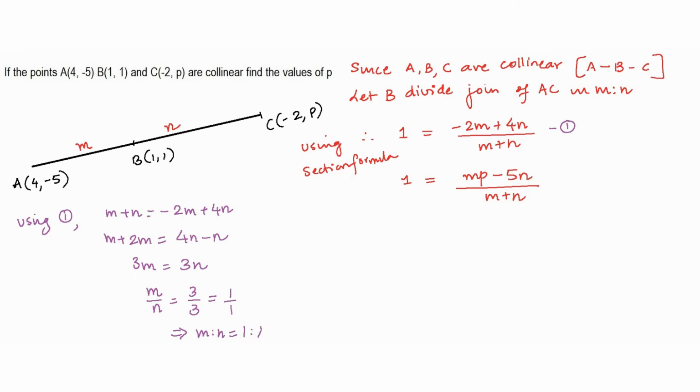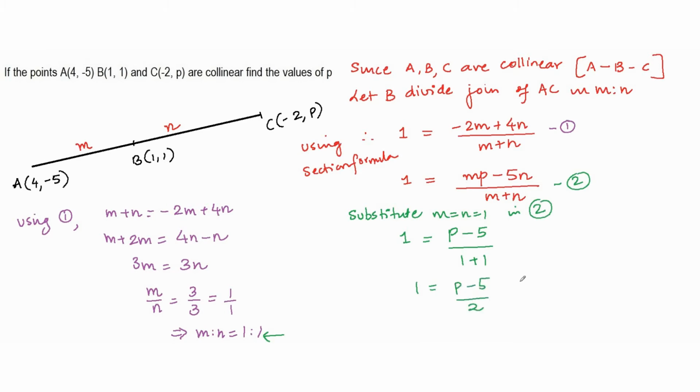And now I can substitute m as 1 and n also as 1. So 1 is equal to p minus 5 upon 1 plus 1. What I've done is I substituted m and n as 1, because that is what we got. The ratio is 1:1 in the second equation. So therefore 1 is equal to p minus 5 by 2, which means p minus 5 is equal to 2, and therefore p is equal to 7.